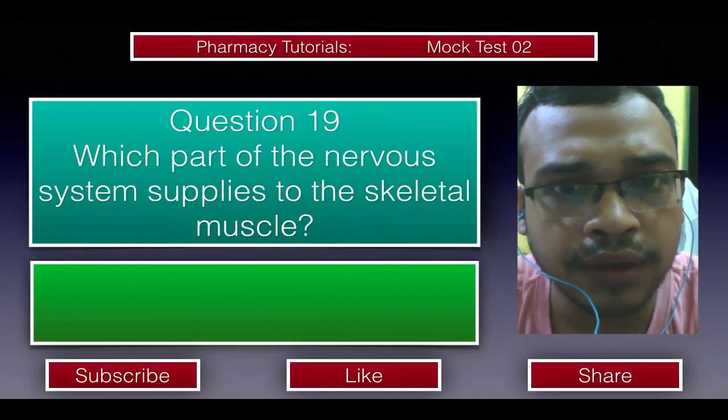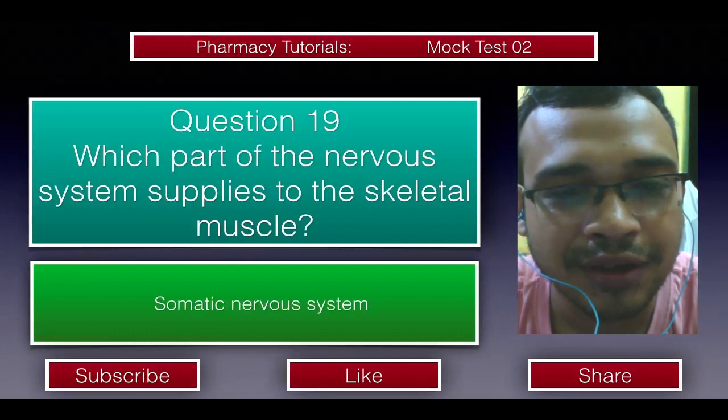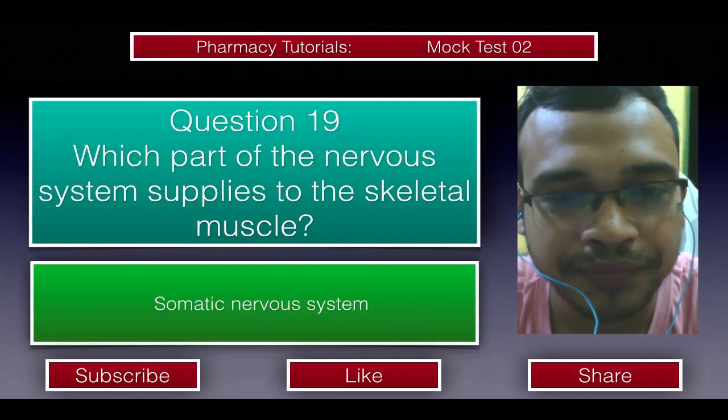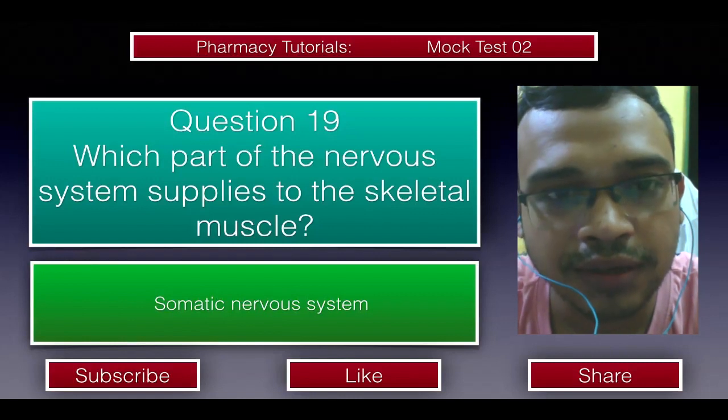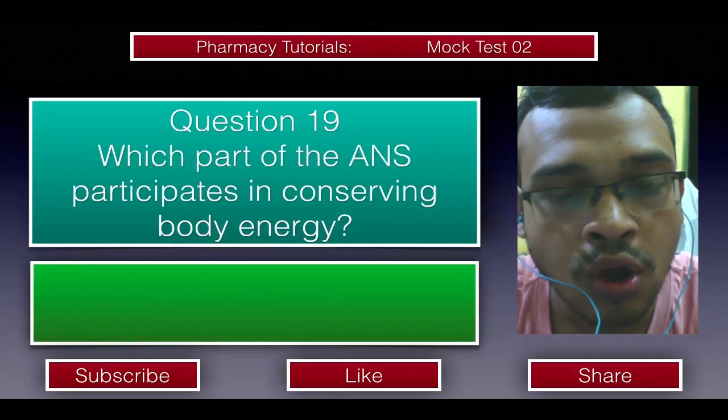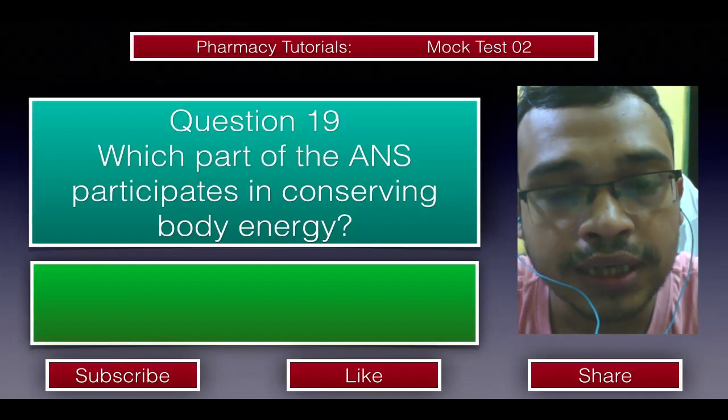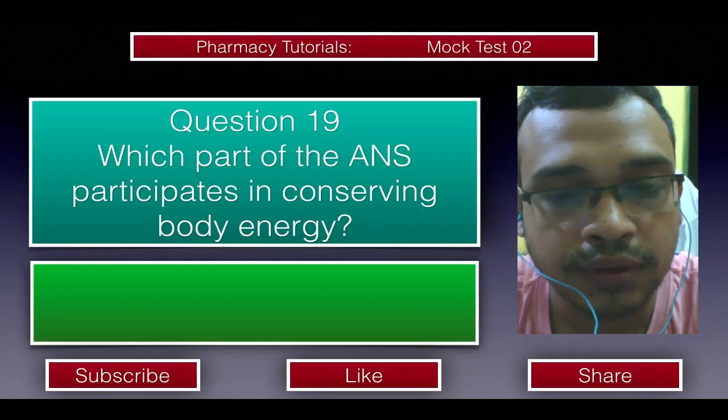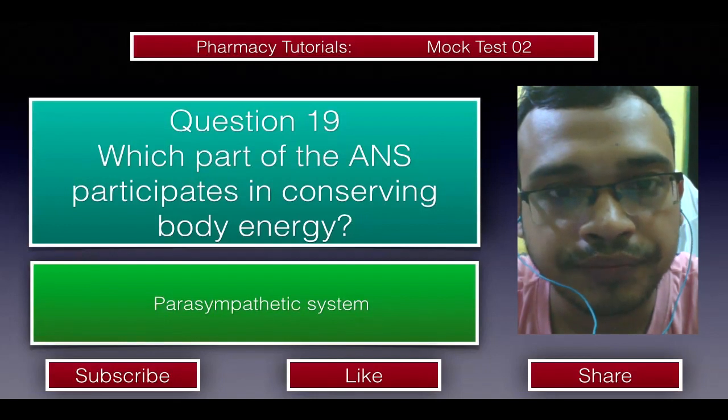Which part of the nervous system supplies the skeletal muscle? The answer is the somatic nervous system. Let's go to the next question. Which part of the ANS participates in conserving body energy? ANS means autonomic nervous system. Let's see the answer. Parasympathetic system. Next question.